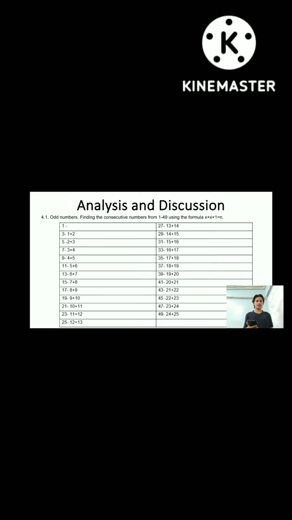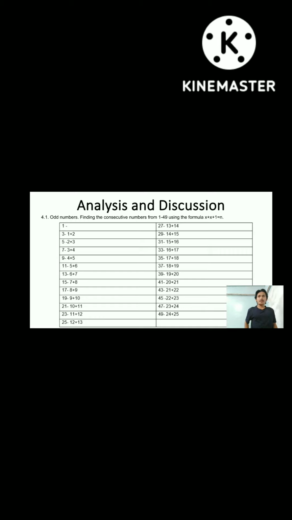For the first table, in our analysis and discussion, we have odd numbers. So finding the consecutive numbers from 1 to 49 using the formula x plus 1 is equal to n. As you can see in the first table, we have the blank area there for number 1 because we cannot solve for 1 by adding 2 or more consecutive numbers. Then we have 3 is equal to 1 plus 2, 5 is 2 plus 3, 7 is 3 plus 4, 9 is 4 plus 5, and so on.